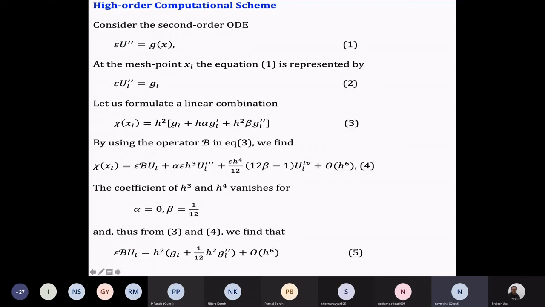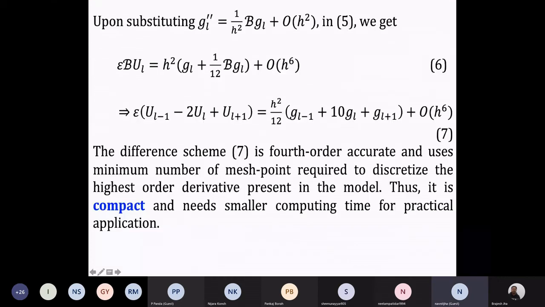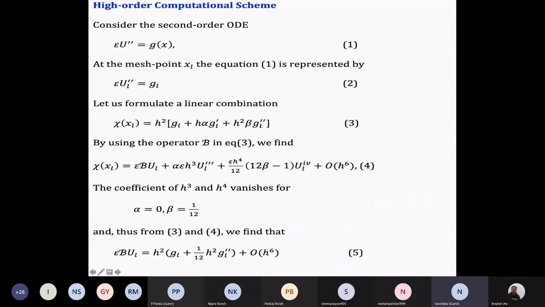So the h cube term can be 0 if I take alpha as 0, and the h4 term can be 0 if I take 12 beta minus 1 equal to 0. That is, beta equal to 1 by 12. If I take these values of alpha and beta, then equation 4 basically reduces to epsilon B u, where B u is the operator, and this relationship plus order h6.